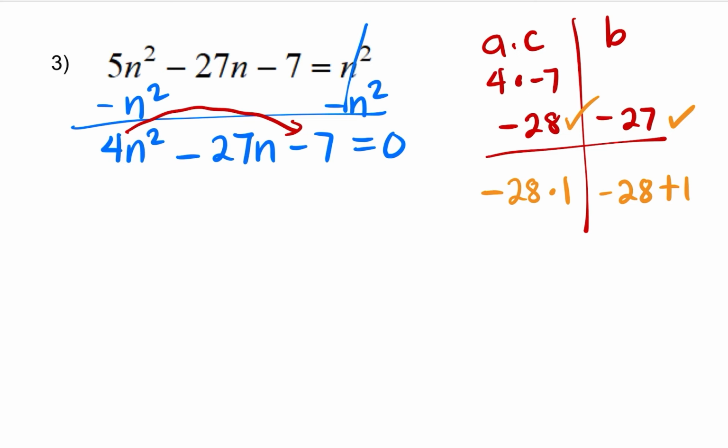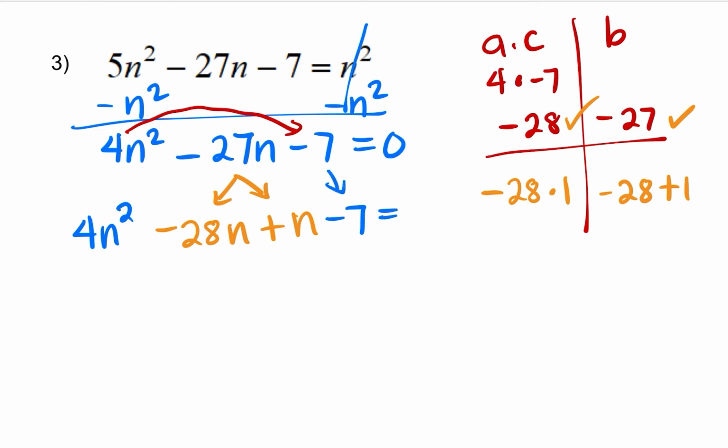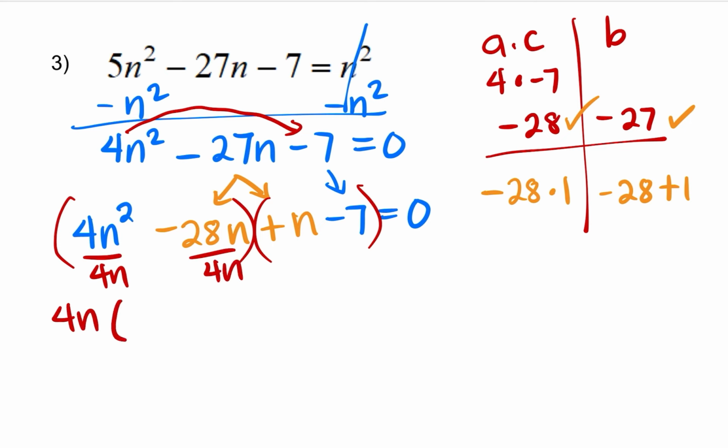And we are going to use these two factors. So negative 28n, and then a positive n. Adding these two makes the middle term. Let's drop the first term, drop the last term, equals 0. Then we are going to group the first two terms and the last two terms. Take out the GCF. So our GCF here is 4n. So 4n, we are left with n minus 7.